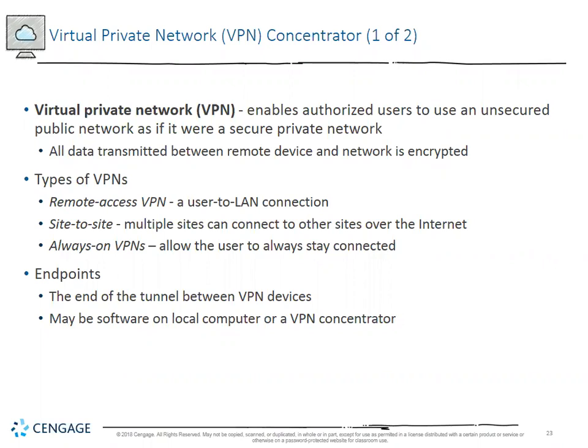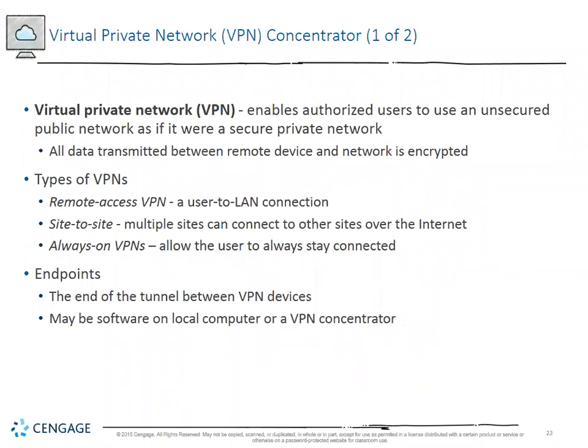You can have remote access, basically a user-to-LAN connection like I use for my house. You can do site-to-site. I used to take care of a company called Chapel Supply. They had an office here and an office in Dallas. Actually, it was in Fort Worth. I had a site-to-site VPN set up. They were on all the time. The two locations were connected securely. They could communicate back and forth. And there are always-on VPNs that are just always on.